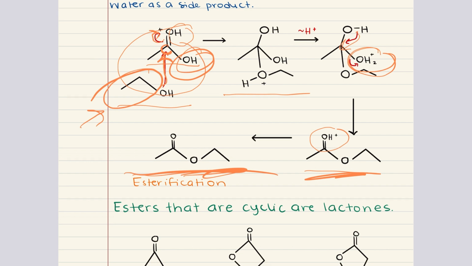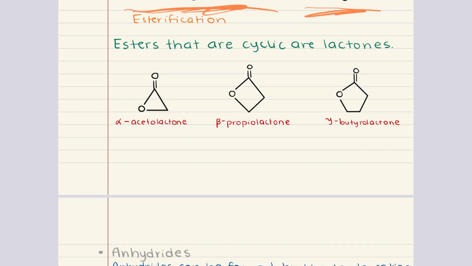Finally, we move on to the cyclic forms of esters. Esters that are cyclic are called lactones. And these are formed when a hydroxyl group within the same molecule reacts with a carboxylic acid group, forming a ring structure with an ester linkage. Just like cyclic amides were called lactams, cyclic esters are called lactones, and they're named according to the size of the ring and the position of the ester linkage using Greek letters.